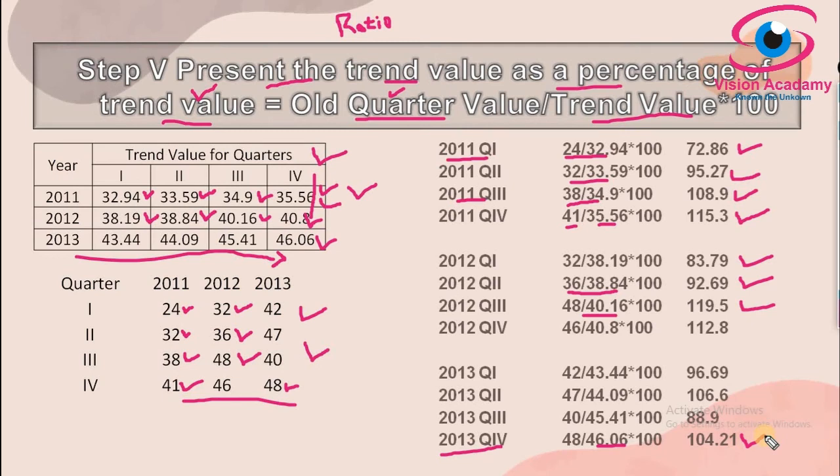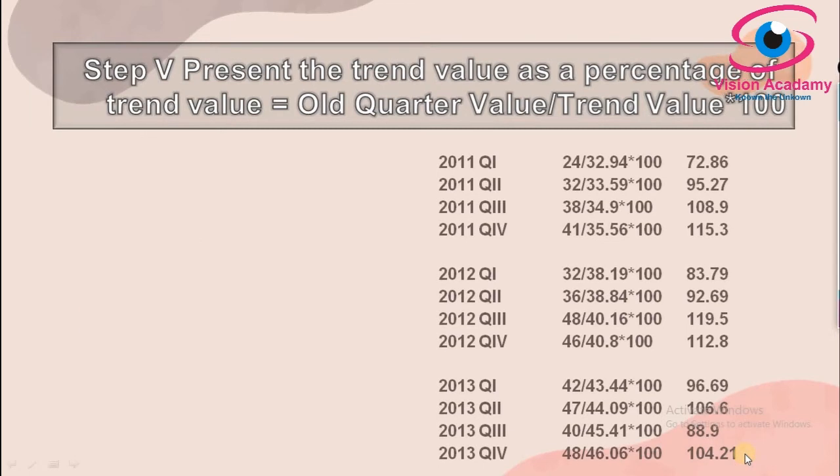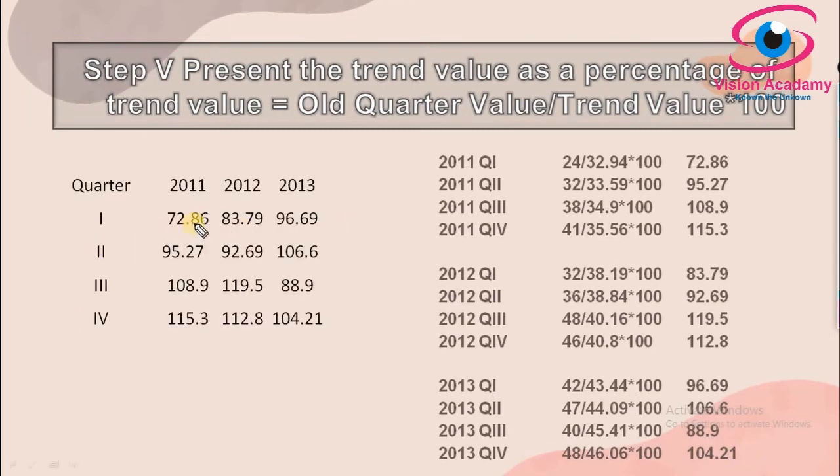So we have finished step number 5. We have to present this data in the form of tabulation. I will show you this in the next slide. Look at here. These are the quarterly data of percentage of trend value. So completely new values. In each and every step we are obtaining new values. This is a very tedious calculation. You need to understand the steps very carefully. So here we found the percentage of trend value.